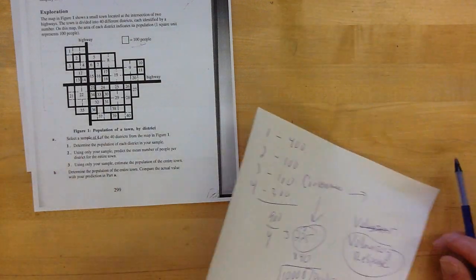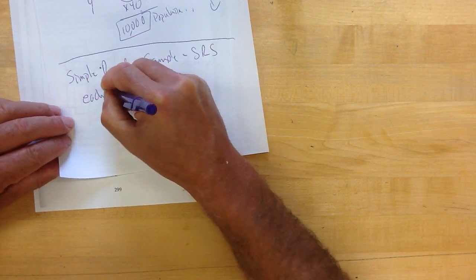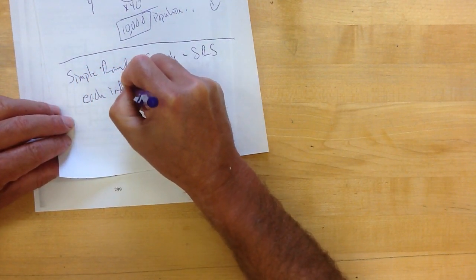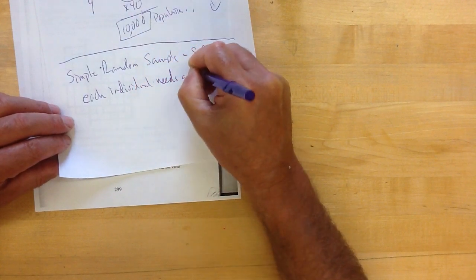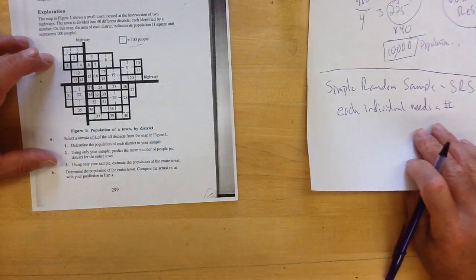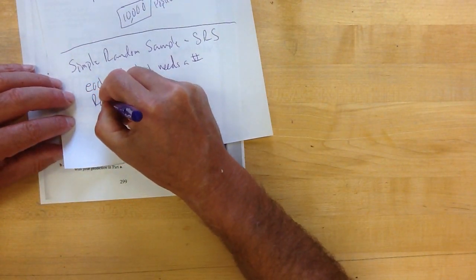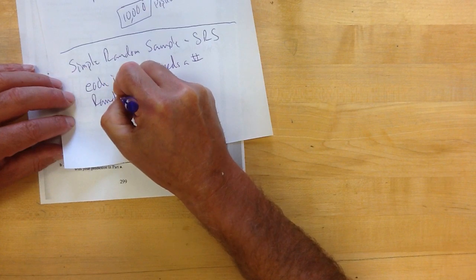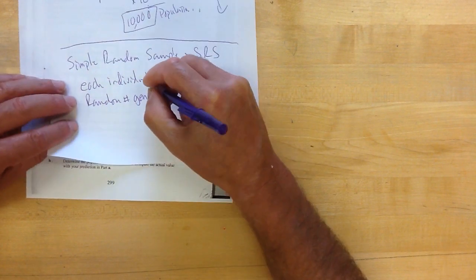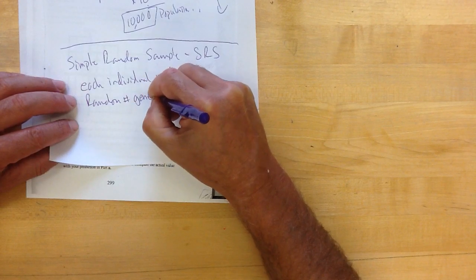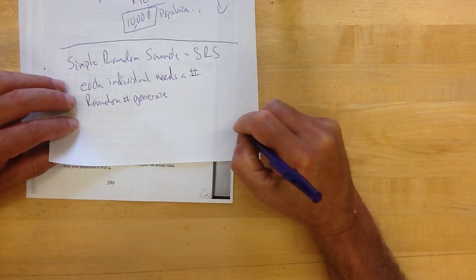So for a simple random sample, each individual needs a number. Well, they've already numbered them for us, so that's nice. And then you're going to use some kind of random number generator. The reason you want to use a random number generator is because we as humans cannot generate random numbers. We always introduce some bias.